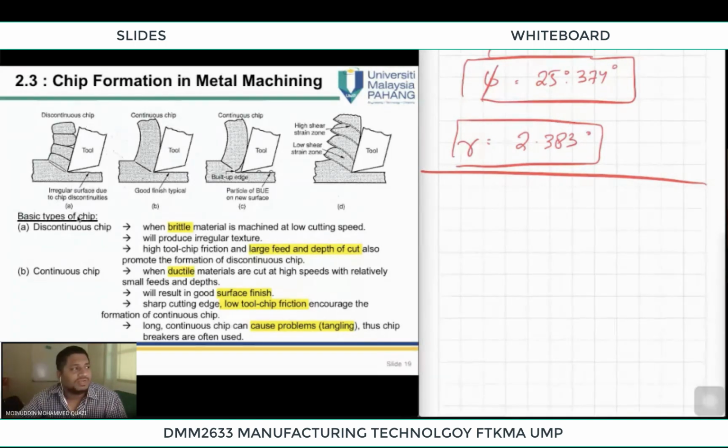So let's take a look at the discontinuous chip. Discontinuous chip is produced for brittle materials, those materials which do not undergo plastic deformation. When the material cannot undergo plastic deformation, it cannot move freely. So it moves, breaks, moves, breaks, moves, breaks. That is why discontinuous chips are produced for brittle materials.